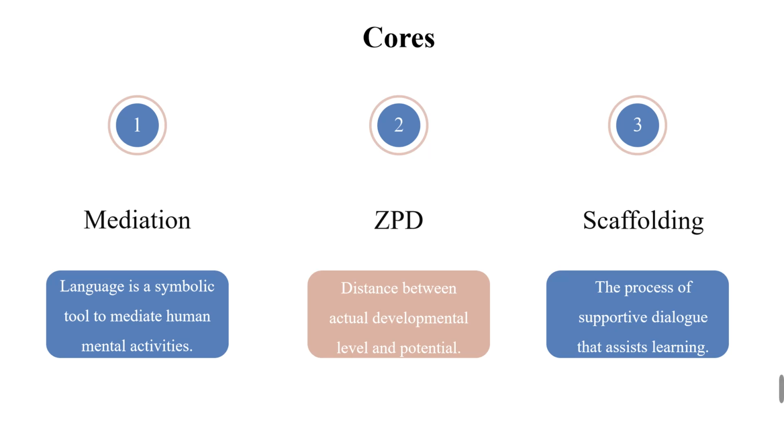Second one is zone of proximal development. Vygotsky identifies 2 developmental levels. The first level is actual developmental level, in which learners can complete some difficult tasks independently, and the second level is potential developmental level, where learners need to do the tasks with others' assistance, and the ZPD refers to the distance between them. In ZPD, learners can perform at a higher level because of the support offered by others, and the emphasis in ZPD is on development and how learners co-construct knowledge based on their interactions.